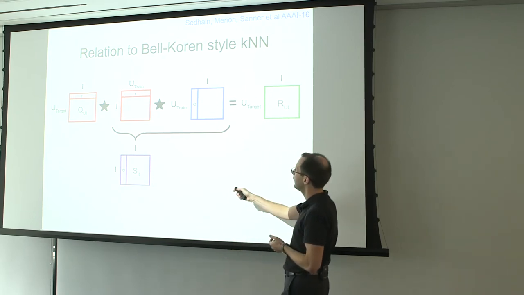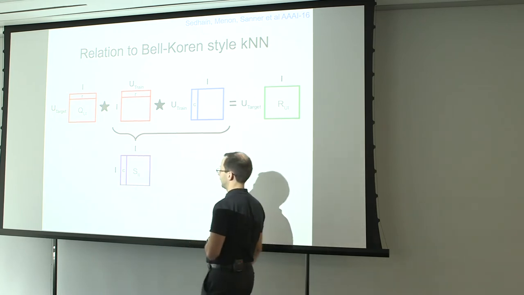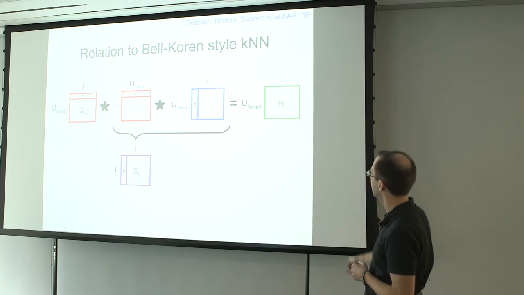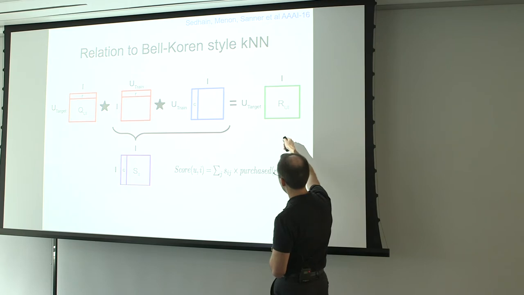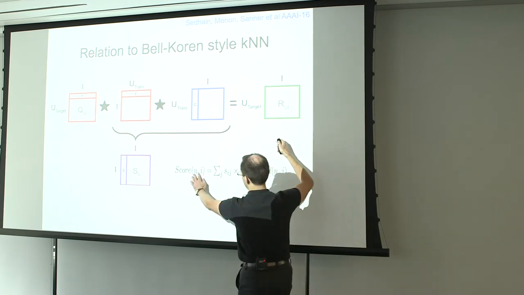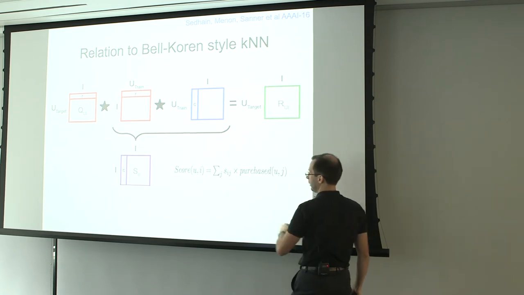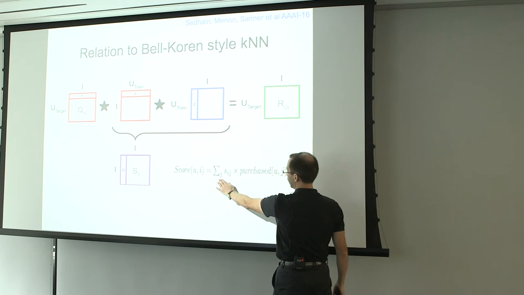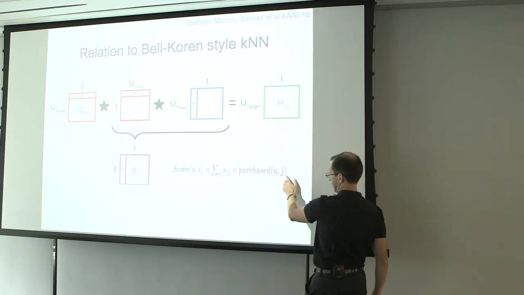And then, again, you multiply these two matrices, and what you'll find is the item-item similarity matrix. And so if you just do the matrix multiply here, you'll see that the score of every user and item in this matrix turns out to be this simple calculation. For a given user, I'm going to look at all items J. How similar was item I to item J from this matrix? And did they purchase item J?